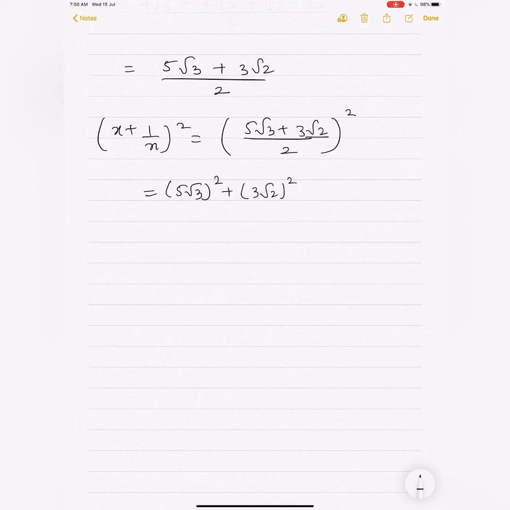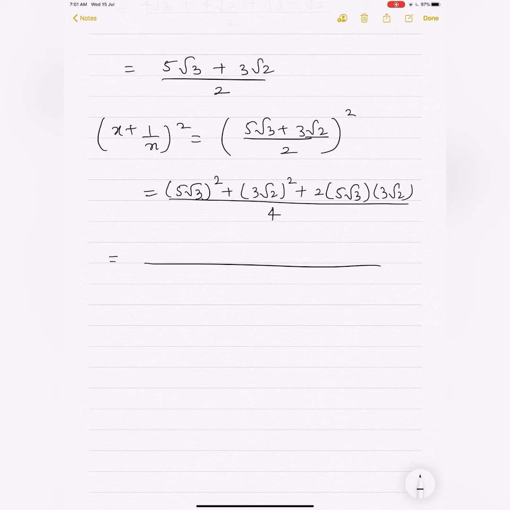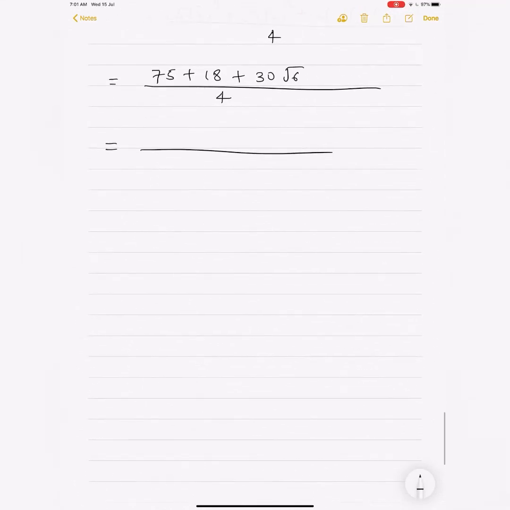3 root 2, so that's b squared plus 2ab, whole thing upon 4. So 25 3s are 75, 9 2s are 18, 10 3s are 30, root 6 upon 4. Now what will be 75 plus 18? So 93 plus 30 root 6 divided by 4.